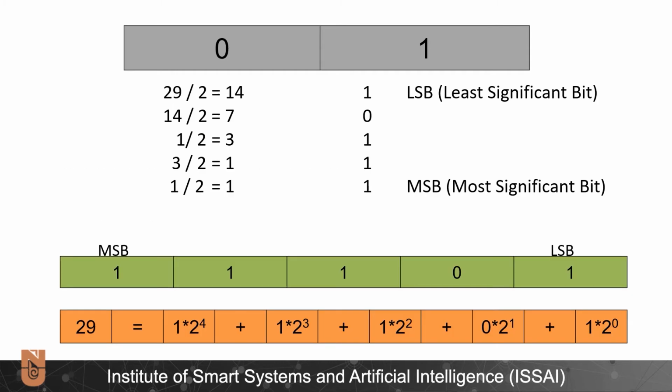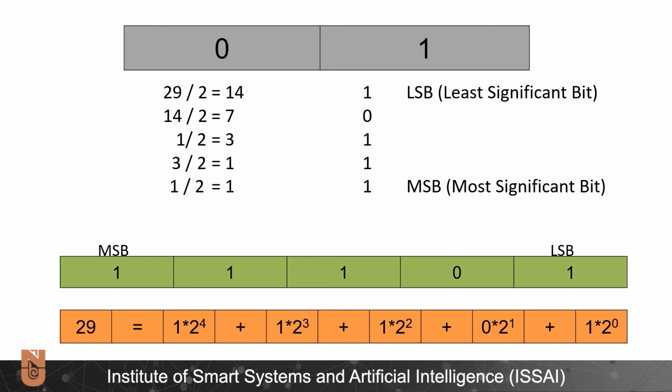The first remainder of division by 2 is called the least significant bit, and the last remainder is called the most significant bit. When constructing the binary number, we start with the most significant bit. So the number 29 will be 11101 in binary.